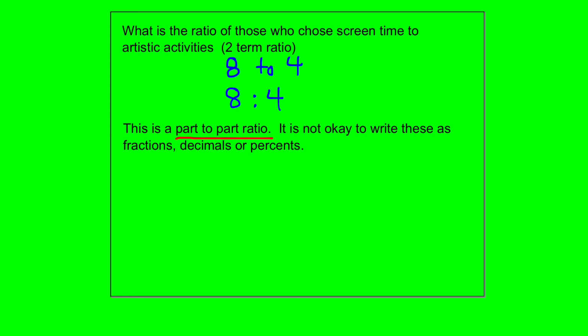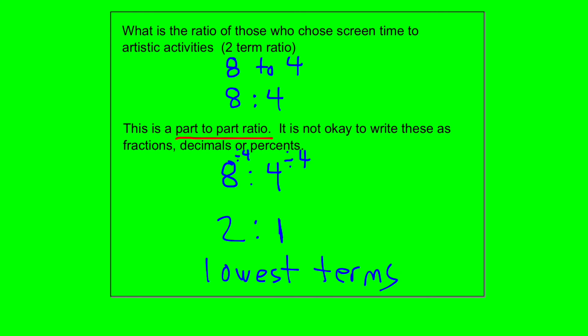Now, what we can also do with ratios is we can put them in lowest terms. So if I took this ratio 8:4, the greatest common factor of 8 and 4 is 4, so I could divide both of these parts by 4. And this ratio in lowest terms would be 2:1. That ratio is in lowest terms. So ratios do have many similarities to fractions, but they aren't always written as fractions when you're talking about a part-to-part ratio. Let's look at another example.